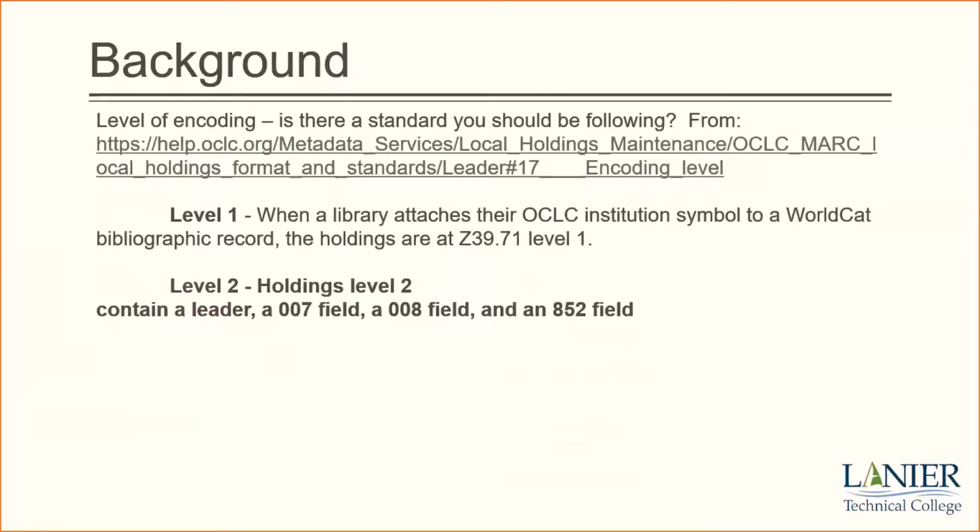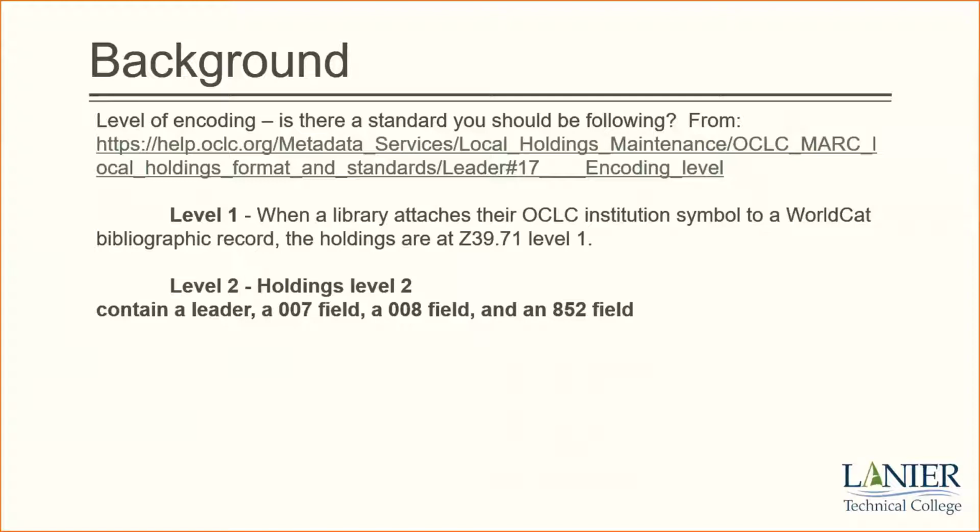All right, your levels of encoding. Look at your ruling body for your local holdings records and see if there is a standard that you must follow. Whenever you add your OCLC symbol to any holding, like when you're cataloging and you say, I'm going to add my OCLC symbol to the latest James Patterson book, that automatically is a level 1.